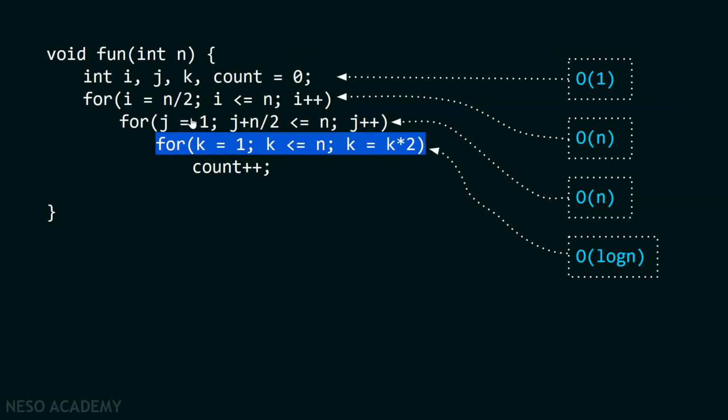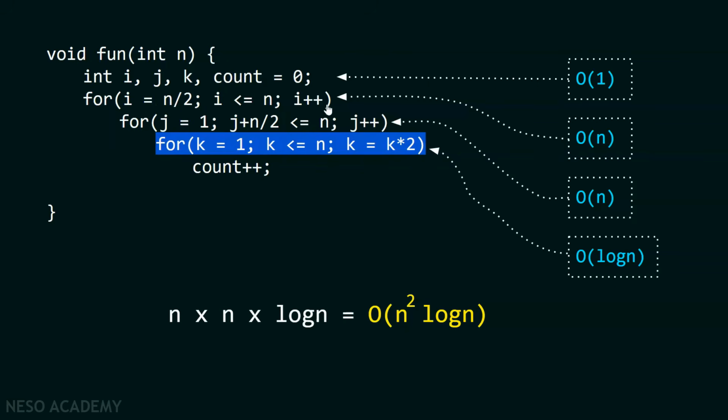Now, these are nested for loops, right? So obviously you know that we need to multiply these three time complexities. n into n into log n is equal to big O of n square log n. So I can say that the time complexity for this particular code is big O of n square log n, or order of n square log n. So this is the time complexity of this particular code.